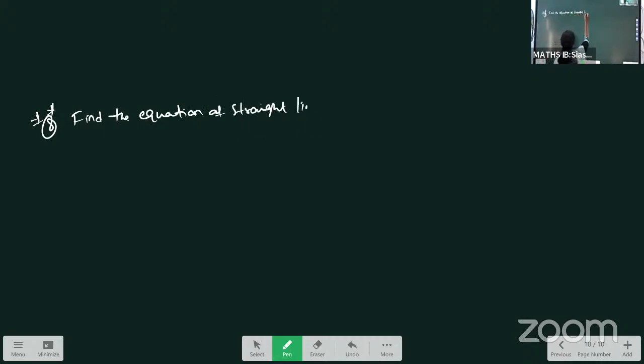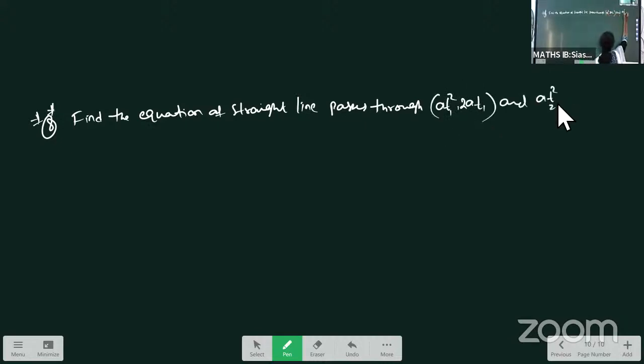Next question. This is also an important question. Find the equation of the straight line that passes through a t1 square comma 2a t1 and a t2 square comma 2a t2.